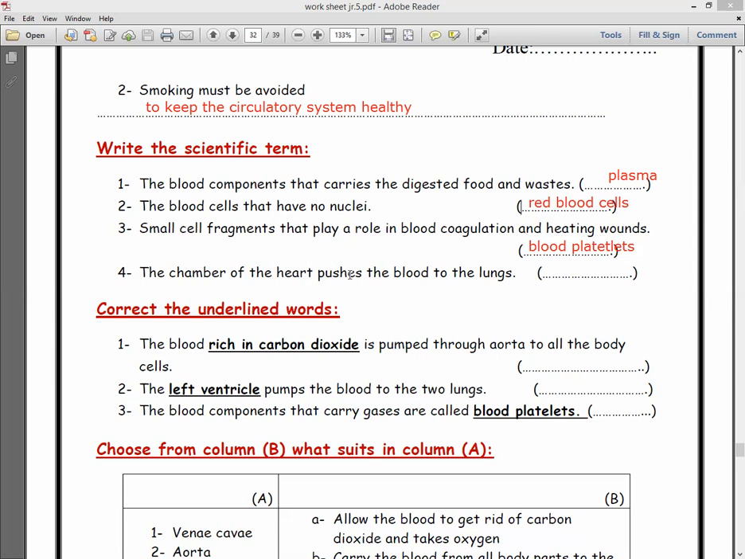Number four, the chamber of the heart that pushes the blood to the lung. This chamber is the right ventricle. Since it pushes the blood, it must be a ventricle, it can never be an atrium. So to the lung, this is the right ventricle.